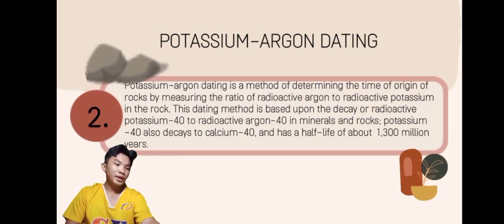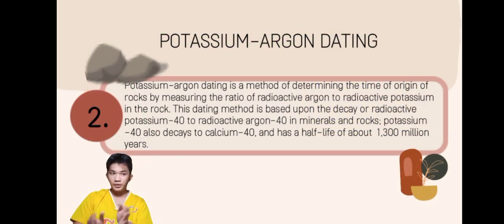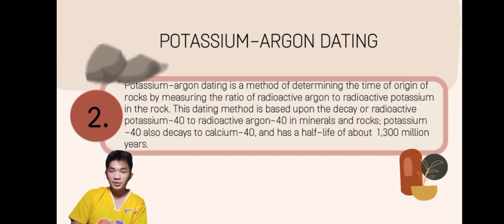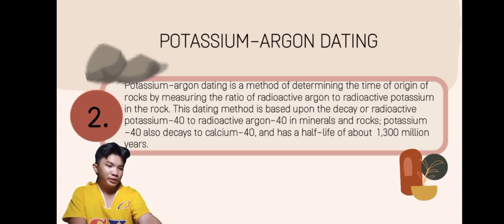So next up we have the potassium-argon dating. The potassium-argon dating is a method of determining the time of origin of rocks by measuring the ratio of radioactive argon to the radioactive potassium in rock. This dating method is based upon the decay of radioactive potassium to argon in the minerals and rocks.